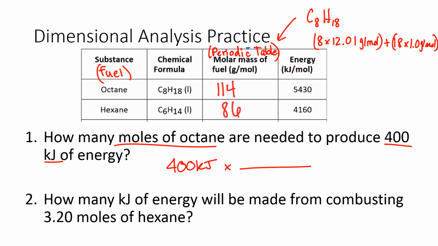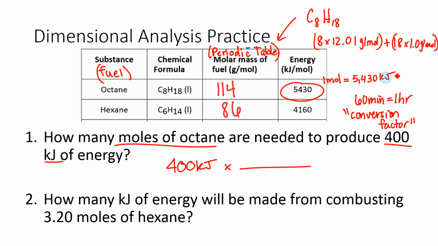And then I'm going to want to multiply this number by some ratio. This is something we call the conversion factor. It's a relationship between two units. An example would be there are 60 minutes in 1 hour. That is a relationship that I can use to convert 2 hours into 120 minutes. In this case, I want to know the relationship between energy and moles. So right here, this number tells us that for every 1 mole of octane that we combust, it's going to release 5,430 kilojoules of energy.